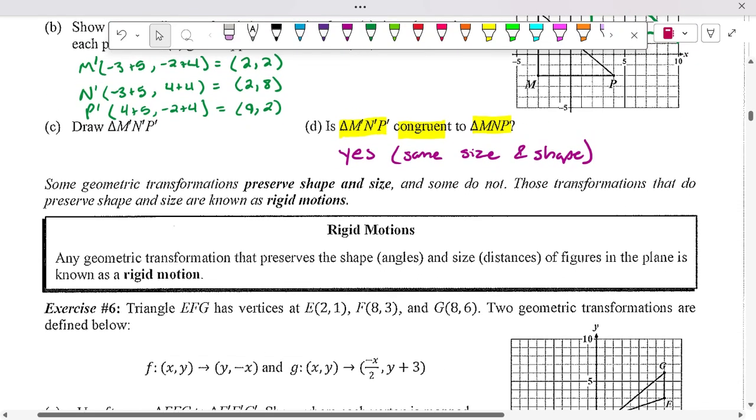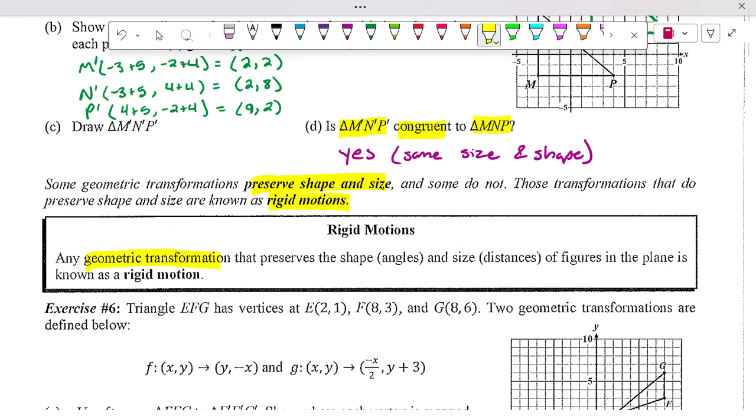Now, why is this important? Well, there's a special name for geometric transformations that preserve the shape and the size, and that's called a rigid motion. So a rigid motion is a geometric transformation that preserves the shape, which is from the angles, and the size, which is the distances or the side lengths of figures on a plane.